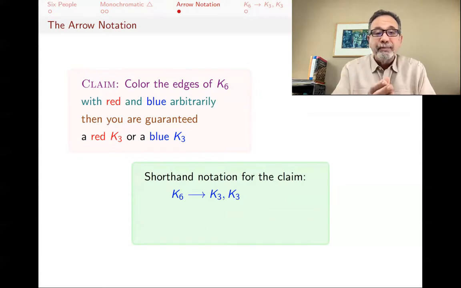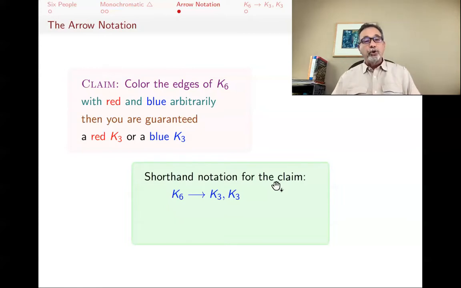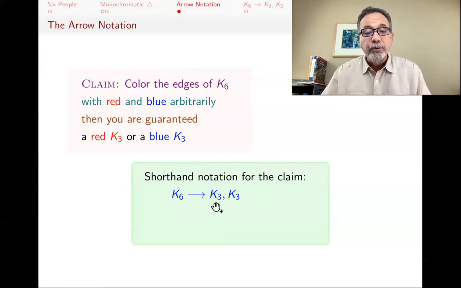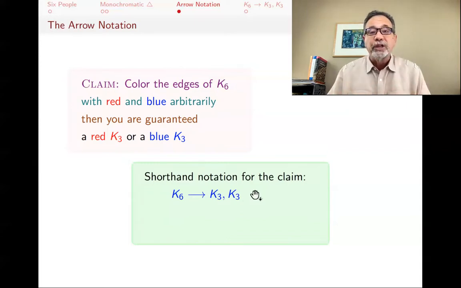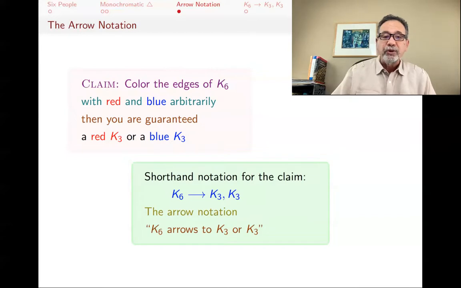It's the same claim as before, that if you start with a K6, color the edges using two colors, and I know it's two colors because there's a K3 and a K3, there's two things, then I have a monochromatic, I have a blue K3 or a red K3. That's what this shorthand notation says. This is called the arrow notation. And again, I read it as K6 arrows to K3 or K3.